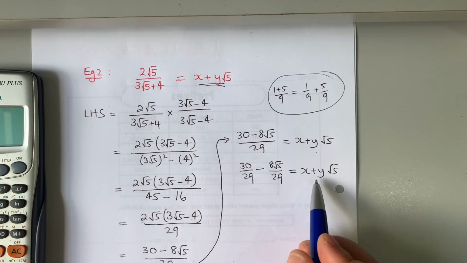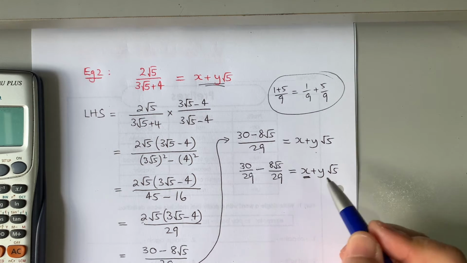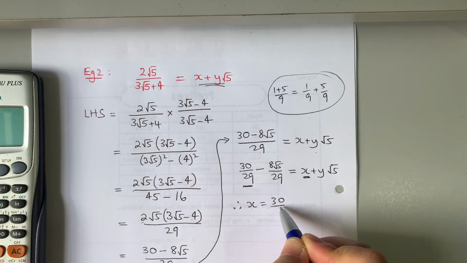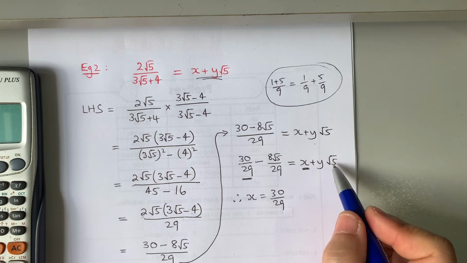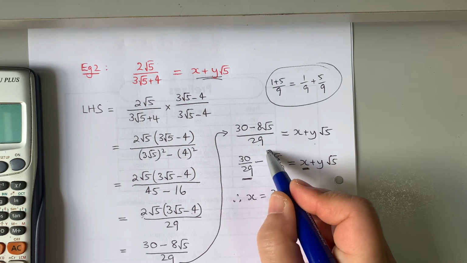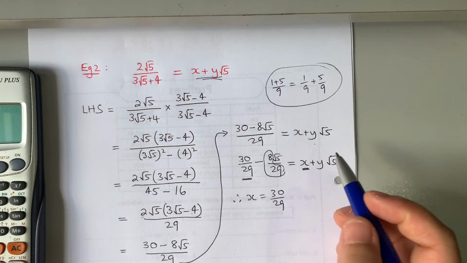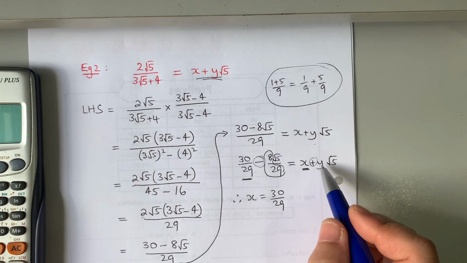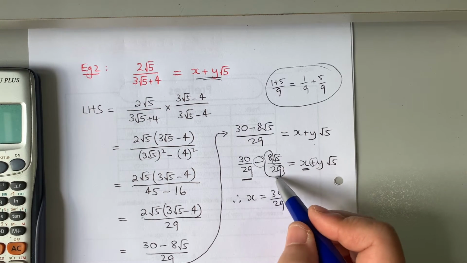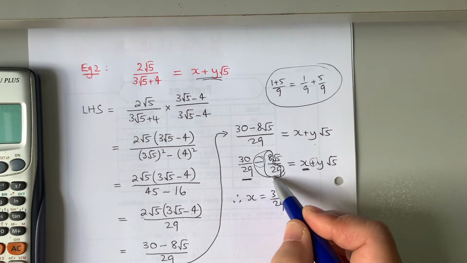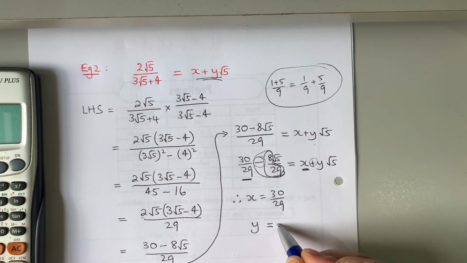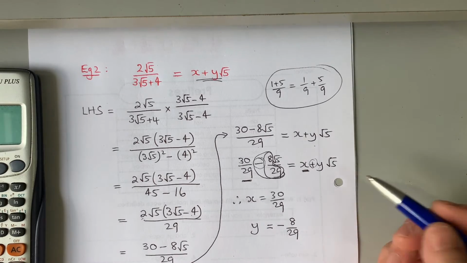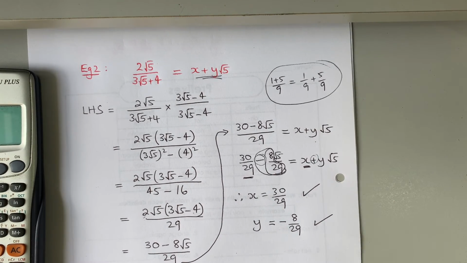Okay, so now that's basically the same format. So x has to be equal to that fraction. So x is equal to 30 on 29, and the number in front of the root, y, well, that's the fraction 8 on 29. Okay, now just be careful with that sign there. You see this one's got a minus and that one's got a plus. So when you equate the value of y, you have to take the whole thing, including that sign. So y is equal to minus 8 on 29. Okay, so watch out for that sign. Right, so that one's done.